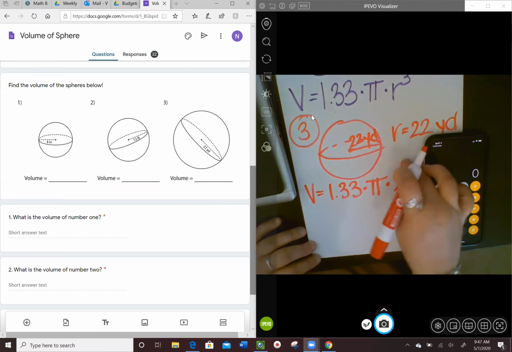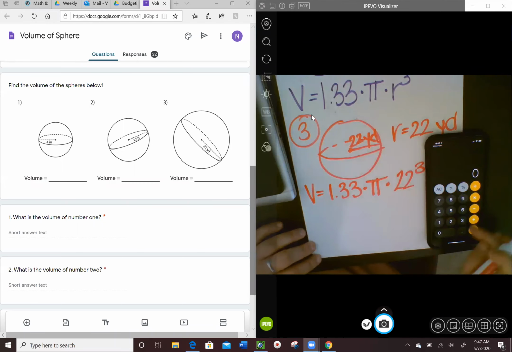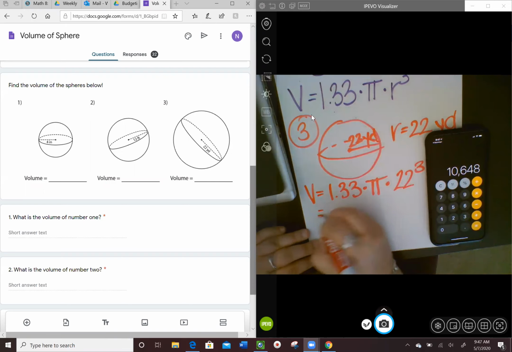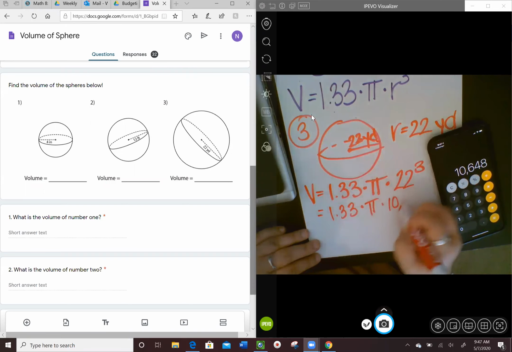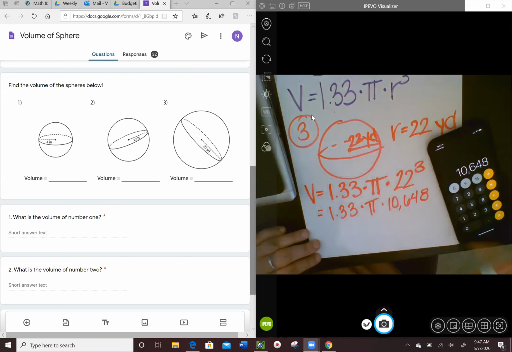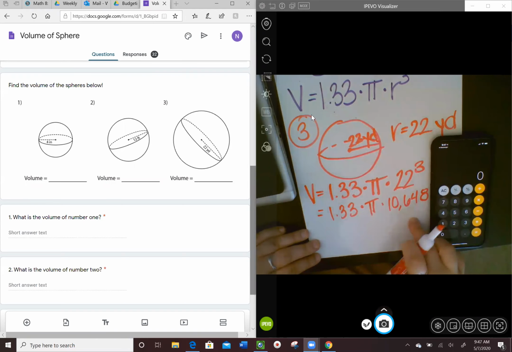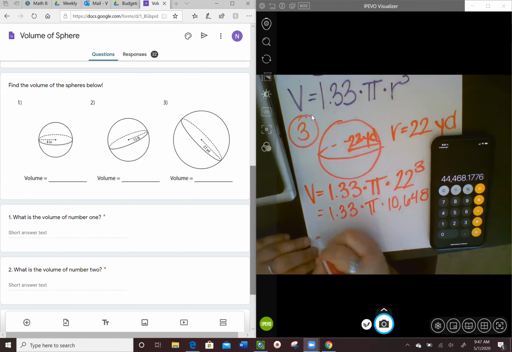Again, PEMDAS, we're going to do the exponent first, then the multiplication. So 22 times 22 times 22, we already have a giant number, and this number is just going to get bigger because we're multiplying, and multiplying typically makes things bigger. Now we're going to multiply these 3 things together. So we've got our 4/3 approximation, our pi approximation, and our 10,648. And just like I said, we've got a huge number. This is a huge sphere.